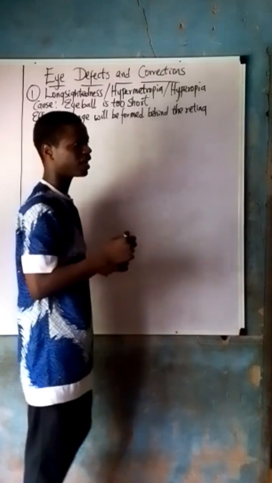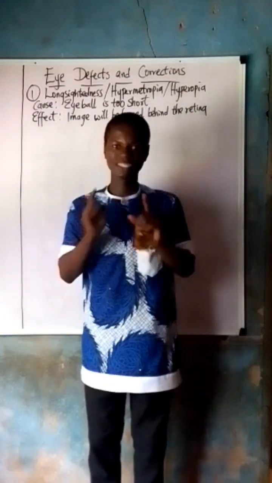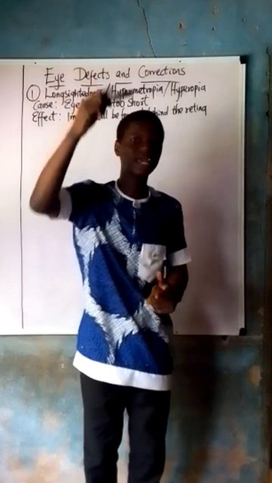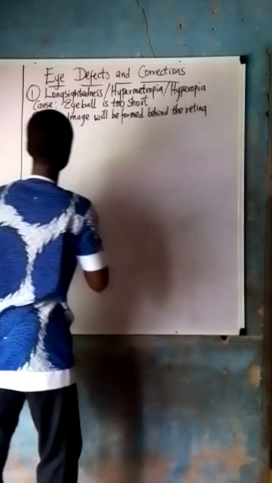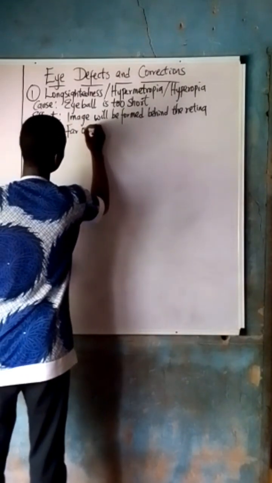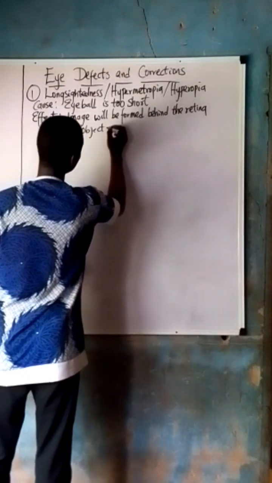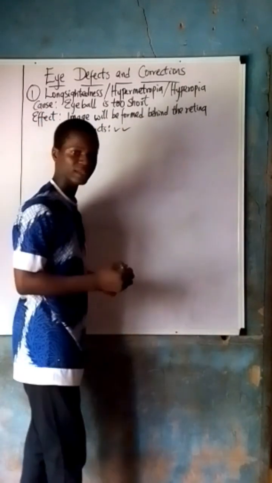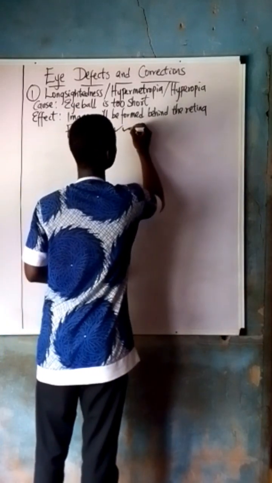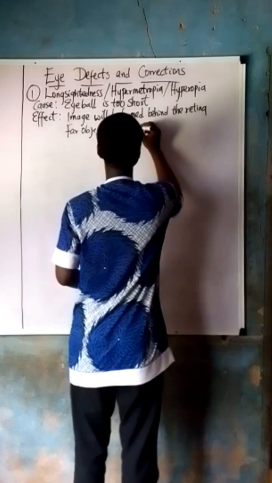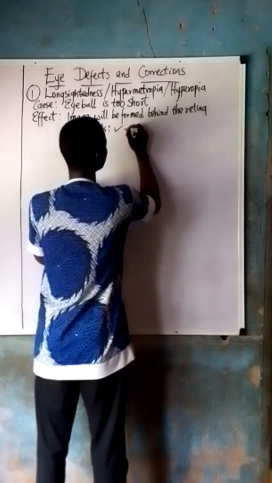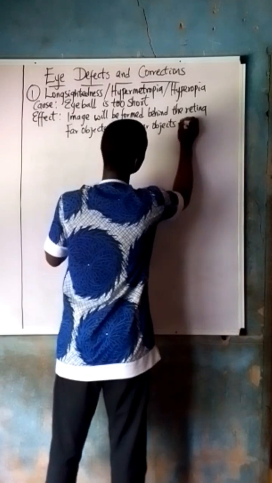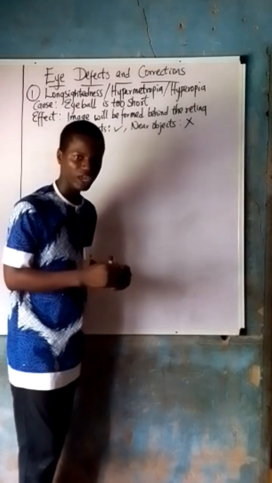Now, for this very defect, can the person see far objects? Yes, that is what is called long-sightedness. I can see objects at long distances. So it is true that for far objects, they can be seen clearly. So I use this good sign to represent it. Now, what about for near objects? Can they be seen clearly? For near objects, they cannot be seen clearly. So we just use a bar to represent it. I hope that is clear.